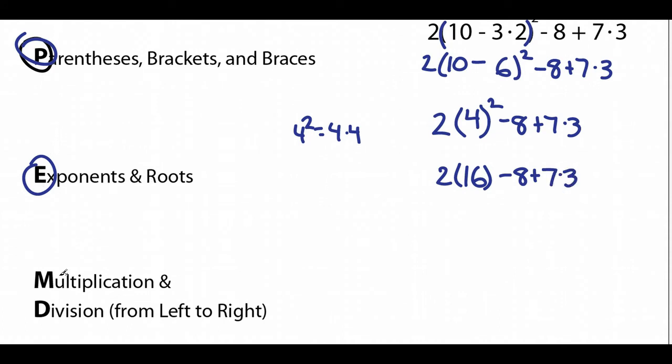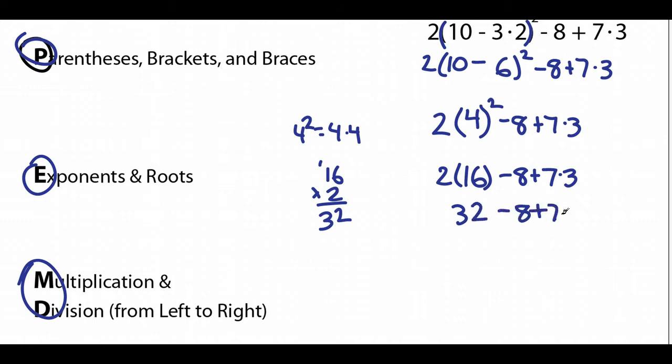And we don't have any more exponents. Now we go to multiplication division from left to right. So here we have 2 times 16. So come over here. 16 times 2 is 2. Carry the 1. 32. Minus 8 plus 7 times 3. Okay, now if you look, we have addition subtraction here, but we still have one more set of multiplication that we need to do. So we do 7 times 3, which is 21. Drop everything else down.